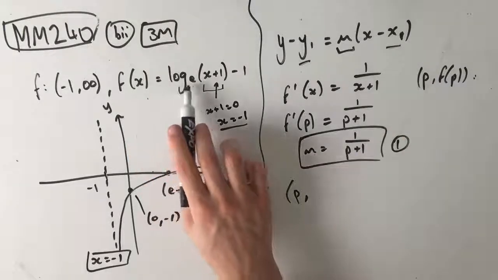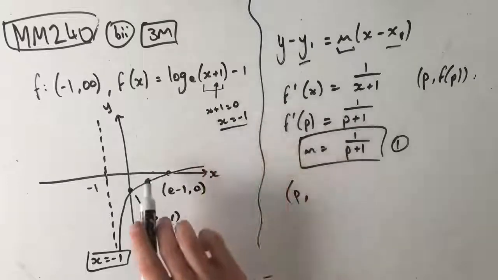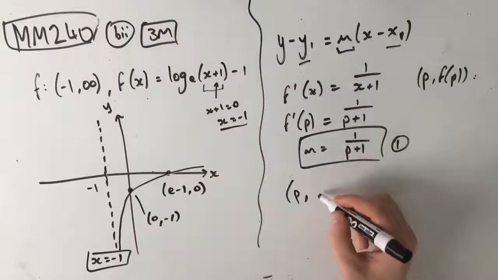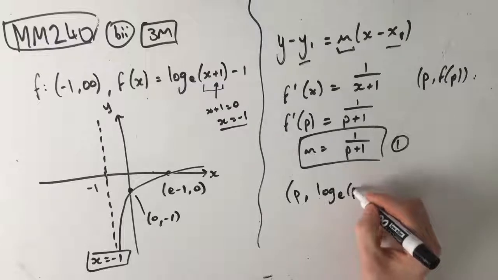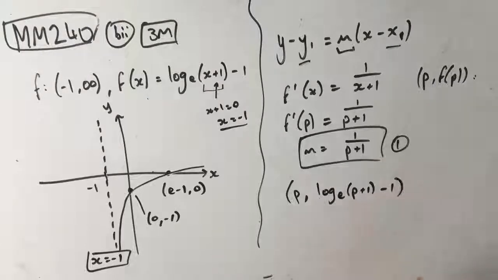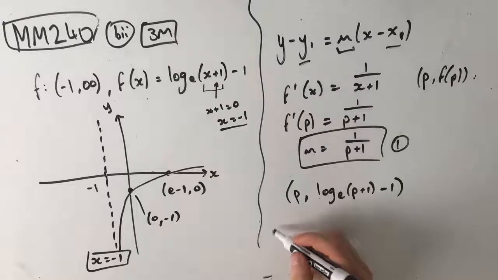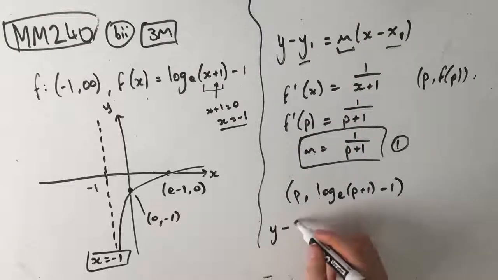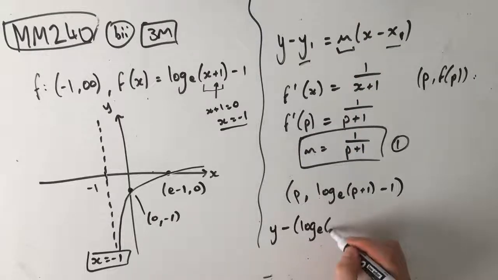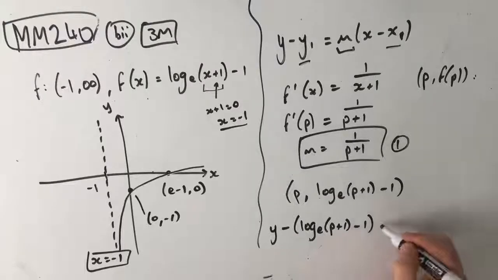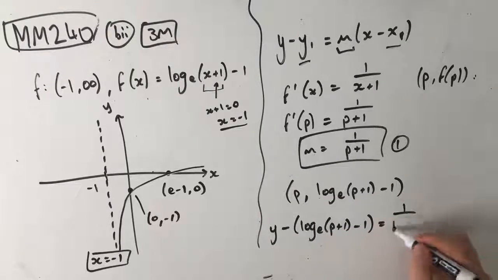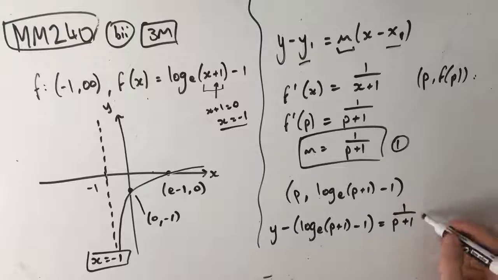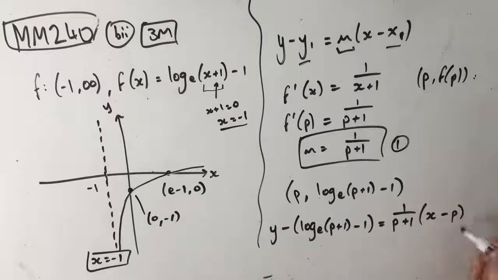Now, f of x is log e of x plus 1, minus 1, which means that f of p is going to be log e of p plus 1, minus 1. Awesome. Which means that we can actually sub this point into this equation, as well as this gradient, and that'll give us our answer. So y minus (log e of p plus 1, minus 1) equals m, which is 1 on p plus 1, outside of x minus p.